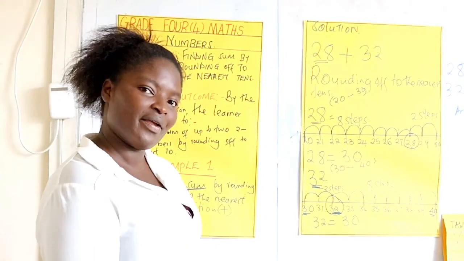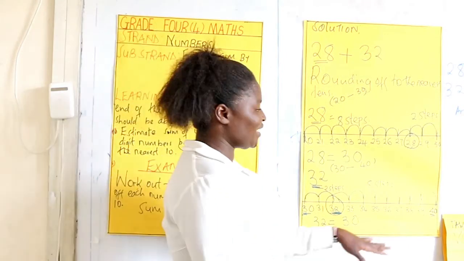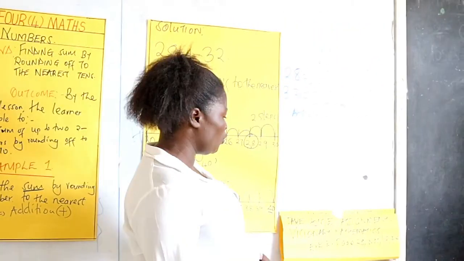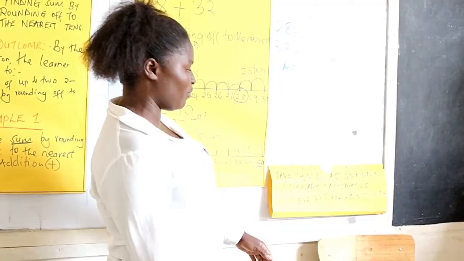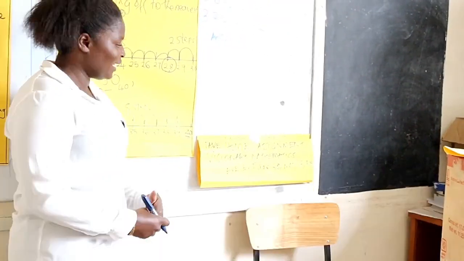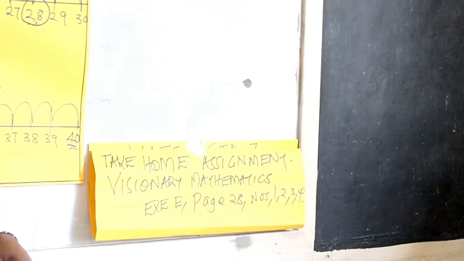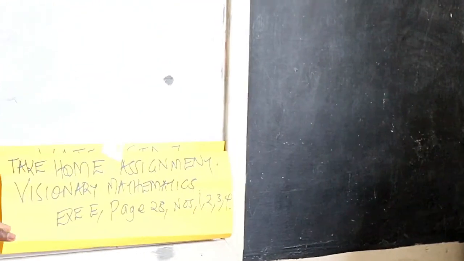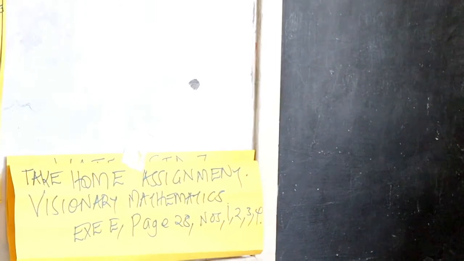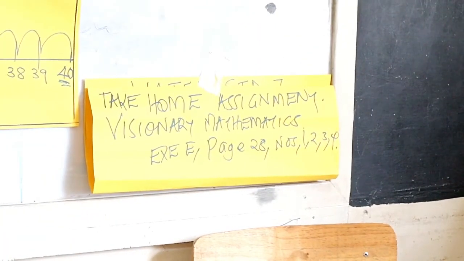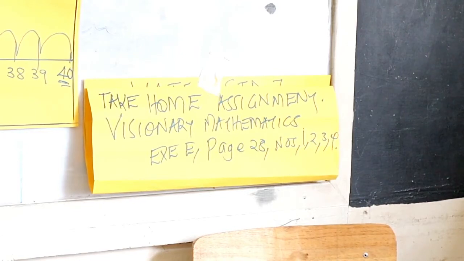Okay? Now, for our take-home assignment, I want us to do page 28 in Dictionary Mathematics, exercise E, numbers 1, 2, 3, and 4. This is your take-home assignment, whereby you are supposed to find the sum by rounding off.